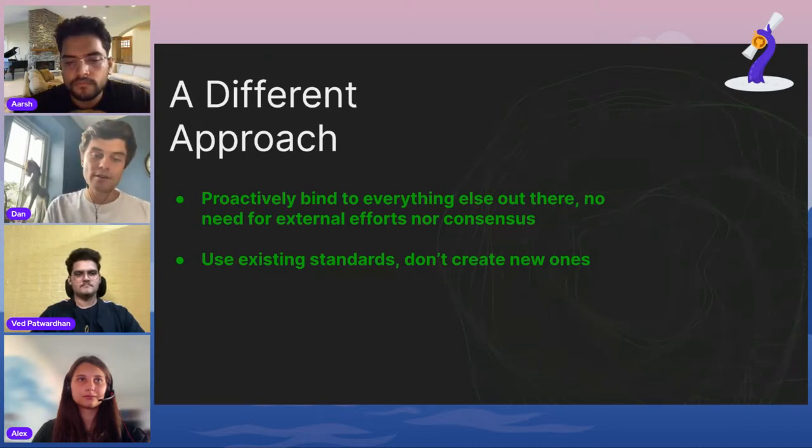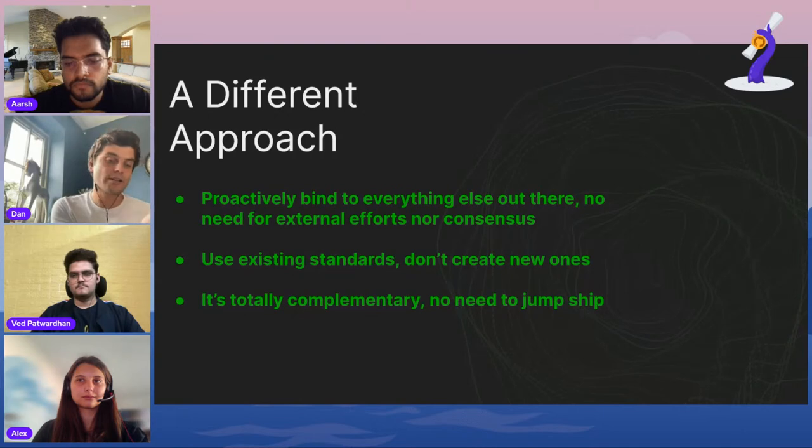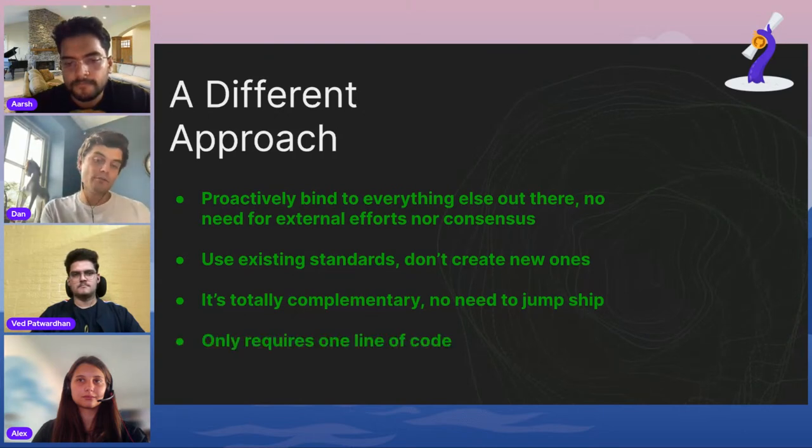It's totally complementary, so there's no need for any user to jump ship. Basically, we want to make existing stacks still thrive, and we just add ourselves as one line, and everything can stay as it is, and we just make the situation better. We don't try to overtake or own the entire stack. And it only requires one line of code. Really an extension of this third point, again, we're not trying to own the entire stack. We're trying to just give you new superpowers, and all you need to do is add one import and one line of code to get them.